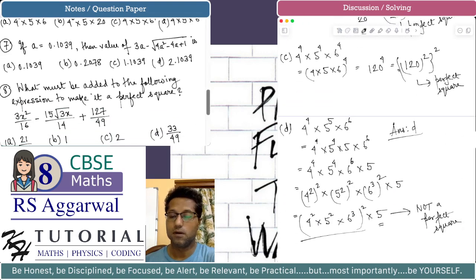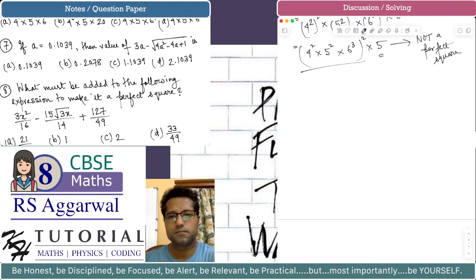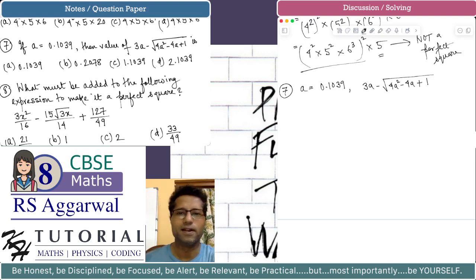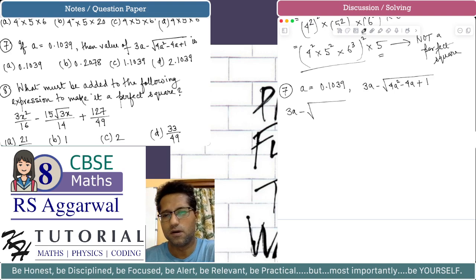Okay, let's do problem number 7. It is given that a is equal to 0.1039. Then we have to find the value of 3a minus square root of 4a square minus 4a plus 1. Okay. Now 3a minus, what is 4a square minus 4a plus 1?